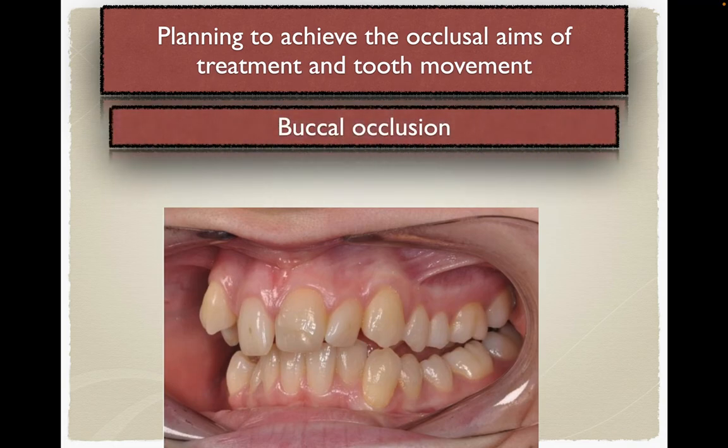So if we do a non-extraction treatment in the upper and lower, final molar relationship should be class 1. Extraction in the upper only, class 2. Extraction in the lower only, class 3.